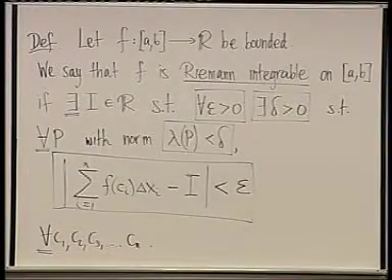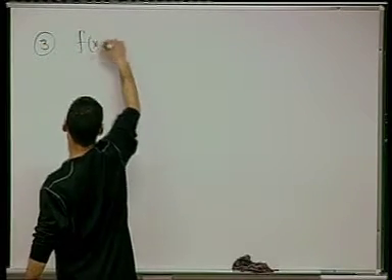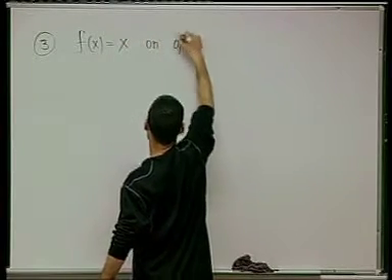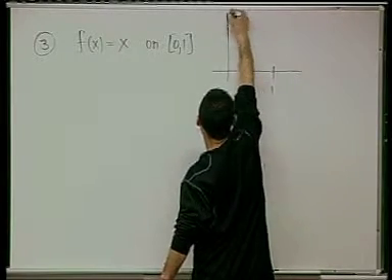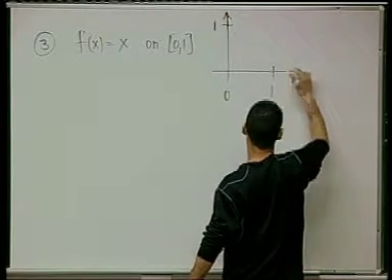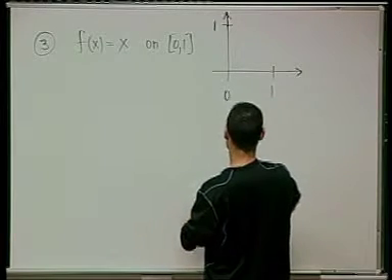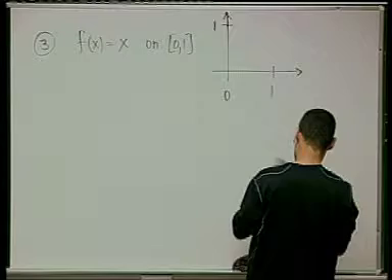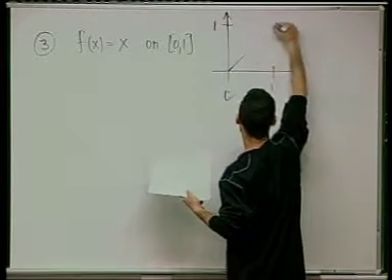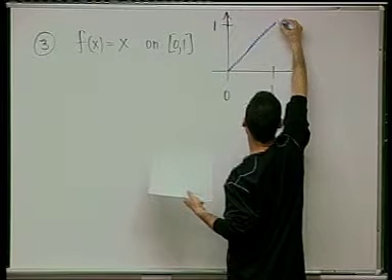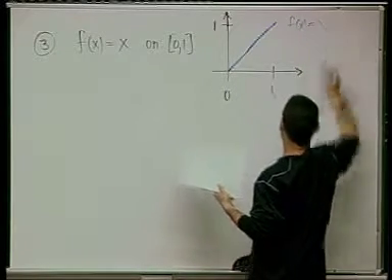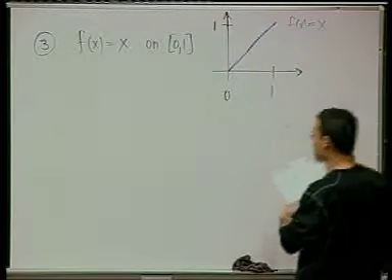So example number 3. Let's take the function f of x equals x on the interval 0, 1. So here's 1, here's 0, here's 1 up here, and the function is just this. So this is f of x equals x. And we want the area under the graph.